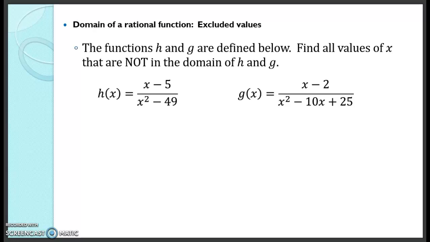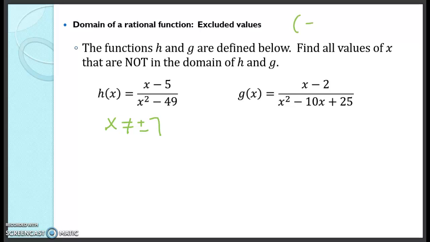Hey everybody! In this video we're going to expand on the video I made called Domain of a Rational Function Excluded Values, and we're going to talk about how that applies to interval notation. So for this problem we got x cannot equal plus or minus 7. Now remember, we did that by setting the denominator not equal to 0 and solving. Okay, but what does this mean as far as interval notation?